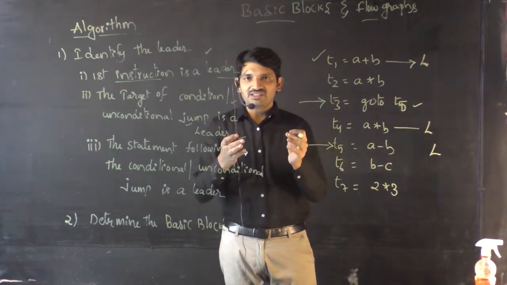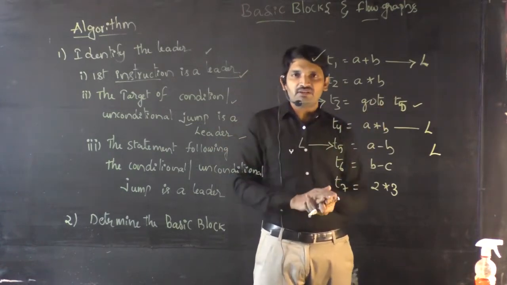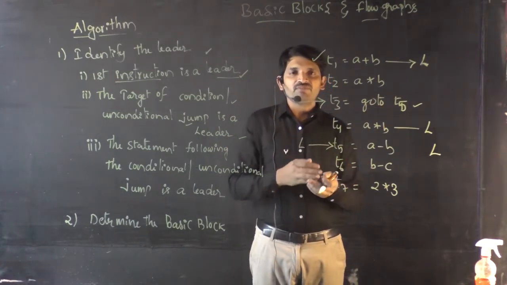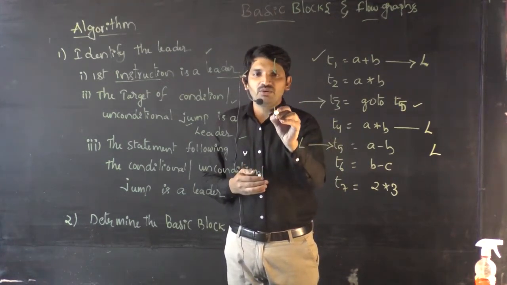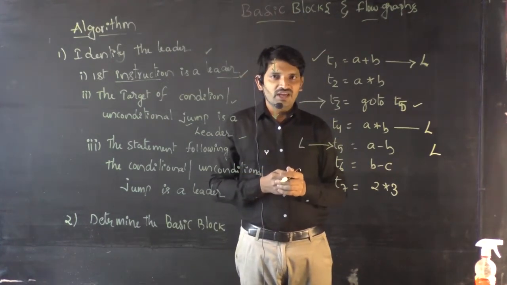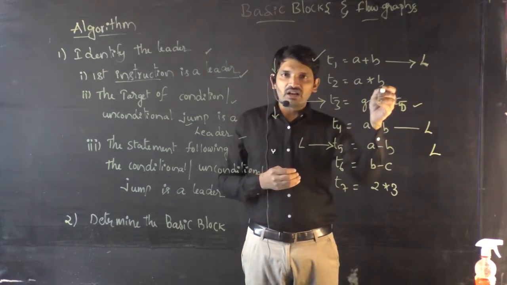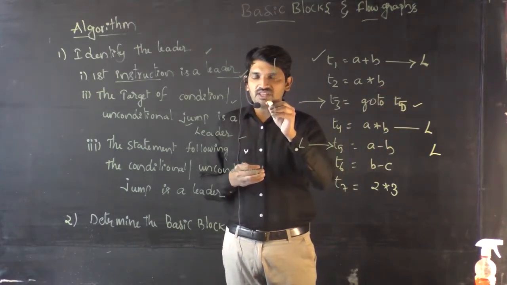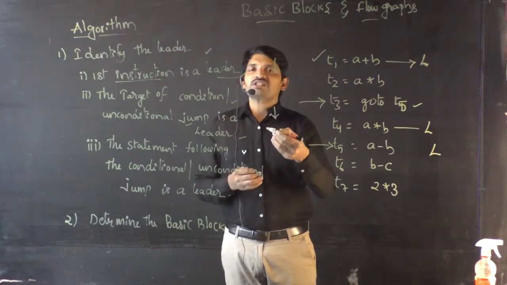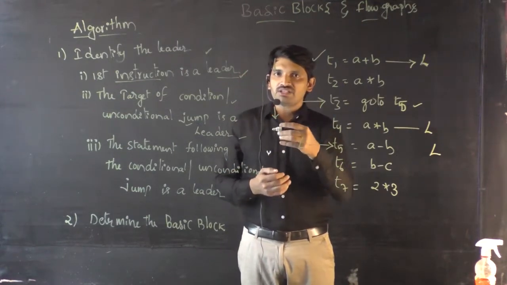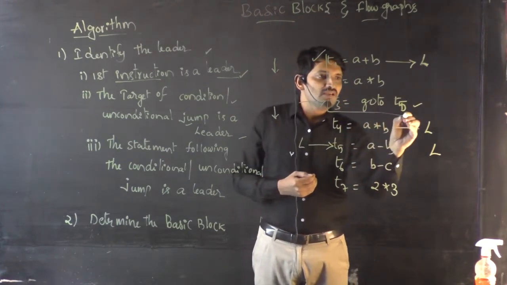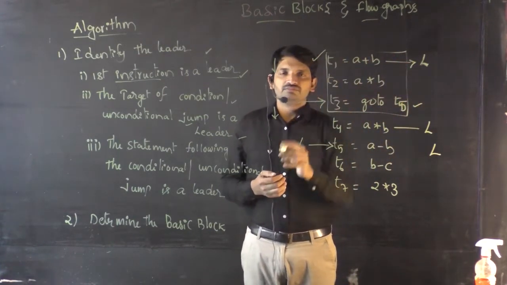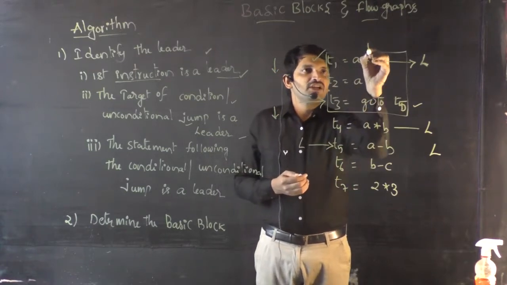Now my task is to divide this into basic blocks. So how can we decide? Already we said there must be one entry and one exit, and the conditional or unconditional statement must be the first or last instruction. So I can write this is my block 1.